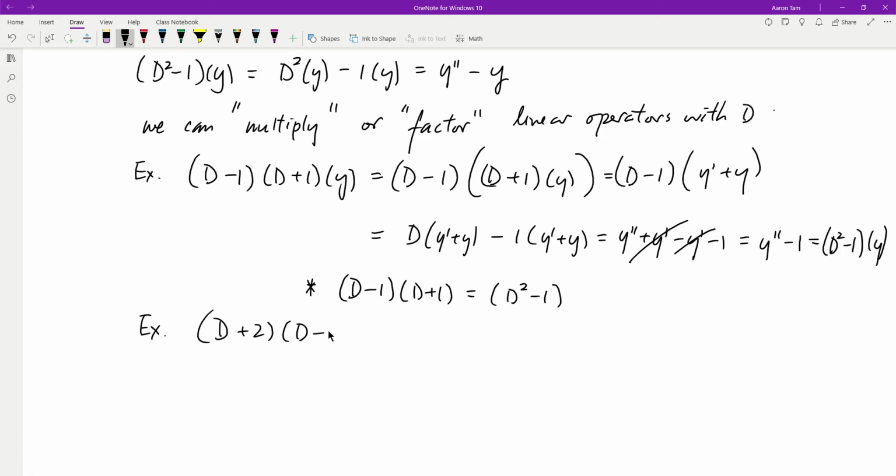Okay, now I'll give you another one to try out. So what does that come out to be? Essentially all you do is just multiply these two things together, just like what you normally would do with polynomials, except that here you're using d like the variable. So when you do that, this just becomes d squared plus 3d plus 2 of y. And they both give out the same thing, and this would come out to be y double prime plus 3y prime plus 2y.